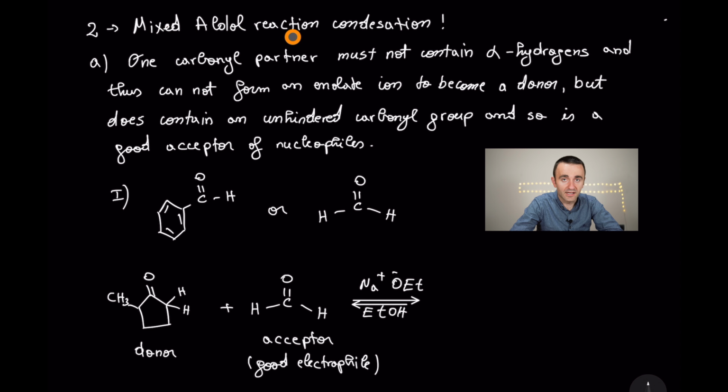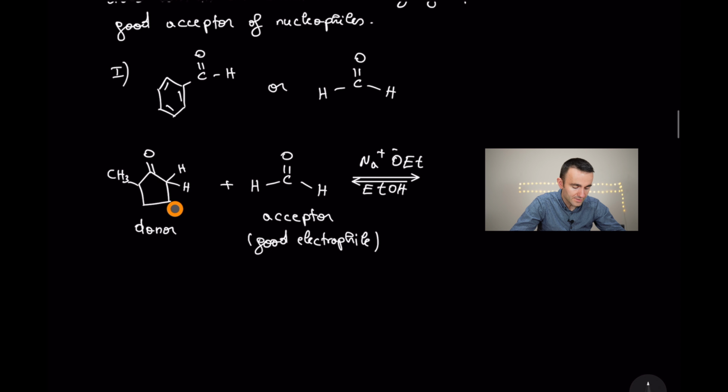Let's move now to mixed aldol condensation reactions. One carbonyl partner must not contain alpha hydrogens and thus cannot form an enolate ion to become a donor, but does contain an unhindered carbonyl group and so is a good acceptor of the nucleophile. Those that meet these criteria are benzaldehyde and formaldehyde, right? Because they do not contain alpha hydrogens to enolize, even formaldehyde does not contain. Let's take a look at an example. For example, this compound here that is a ketone reacting with formaldehyde.